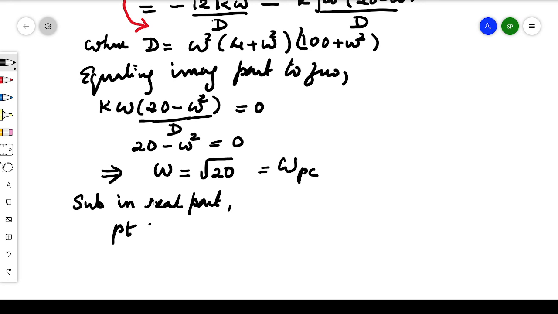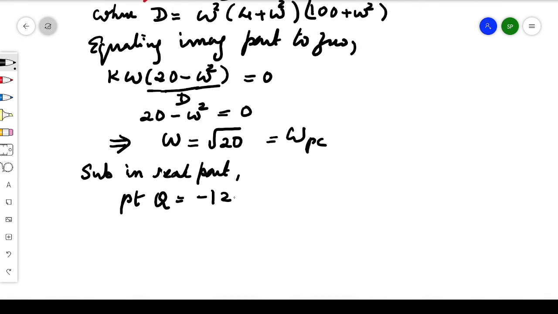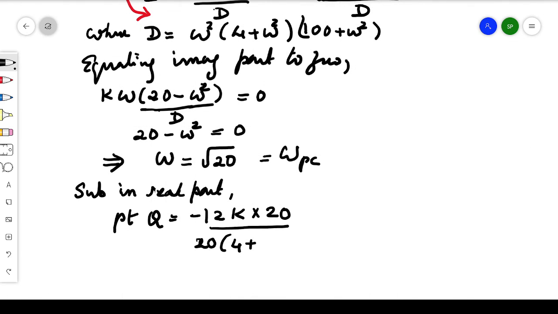The point Q is equal to the real part, minus 12k omega square by d. Omega is square root of 20, so omega square is 20. D is omega square, that is 20, into 4 plus omega square, so D is 20 into (4 plus 20) into (100 plus 20). When you evaluate this, we get minus k by 240. This is the value we are getting here.